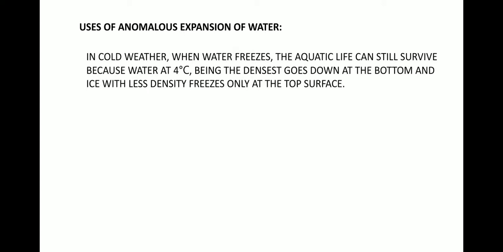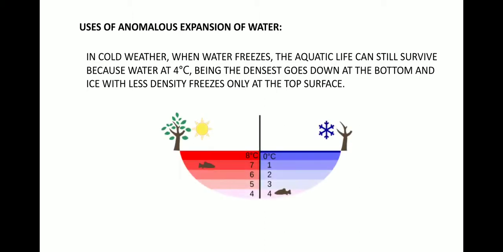Uses of anomalous expansion of water. In cold weather, when water freezes, the aquatic life can still survive because water at 4 degrees Celsius, being the densest, goes down to the bottom, and ice with less density freezes only at the top surface. In this way, the aquatic life can survive since 0 degrees Celsius ice floats on the topmost surface, and below that the water is in the liquid form.